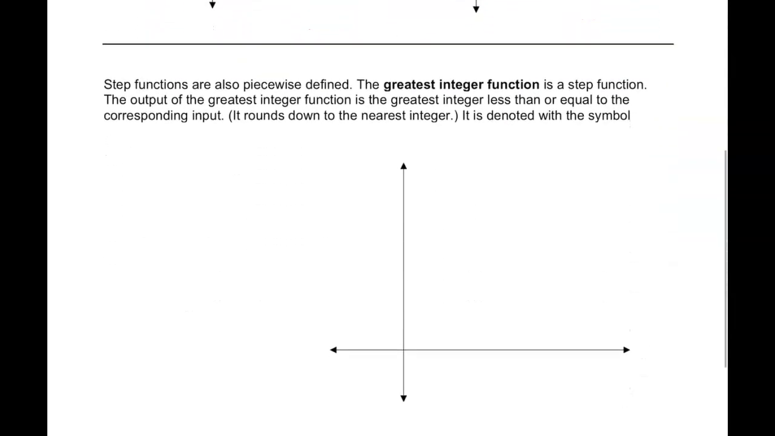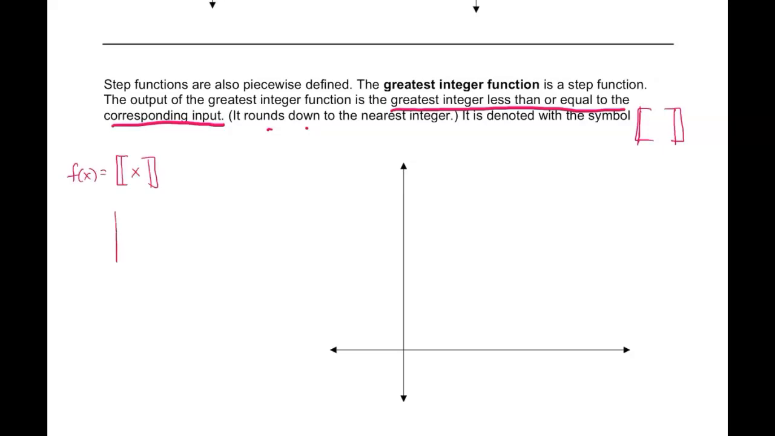Step functions are also piecewise defined. The greatest integer function is a type of step function. I have written the definition of the greatest integer function if you've never had to learn this before. The output of this special function is the greatest integer less than or equal to the corresponding input. So it does a rounding of sorts. It rounds down to the nearest integer, and it's denoted with this symbol. So sometimes the brackets are just brackets, but most of the time there's a double bracket here.